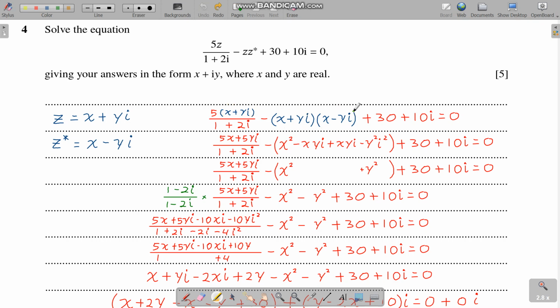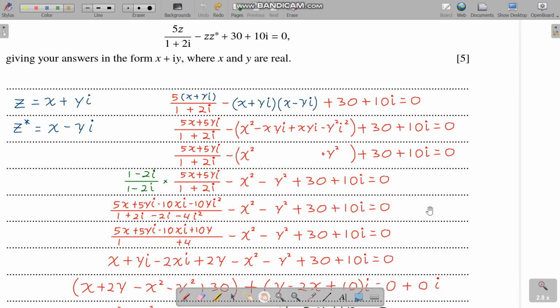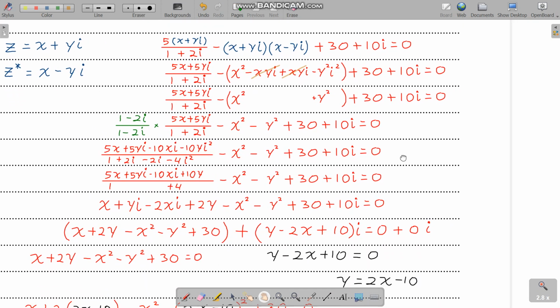So now it's just a lot of algebra. 5 times x, 5x, 5 times yi, 5yi, and here we multiply x times x, x squared, x times minus yi, minus xyi, yi times x, plus xyi, yi times minus yi, minus y squared i squared. And if we're doing it right, they will cancel out actually. So we have the difference of two squares.